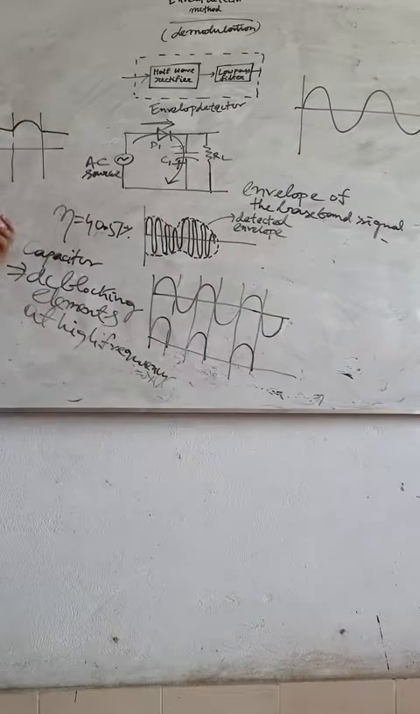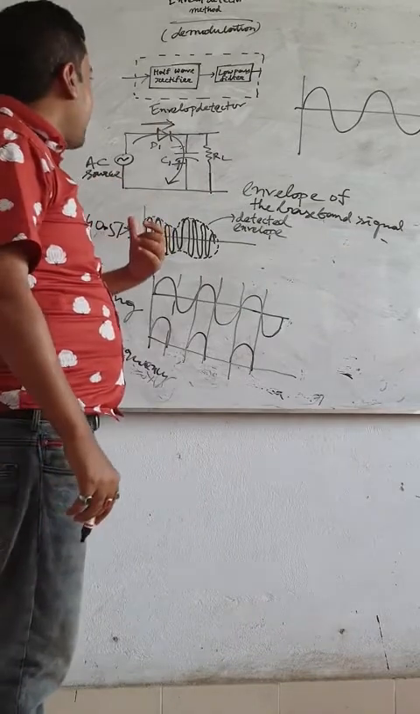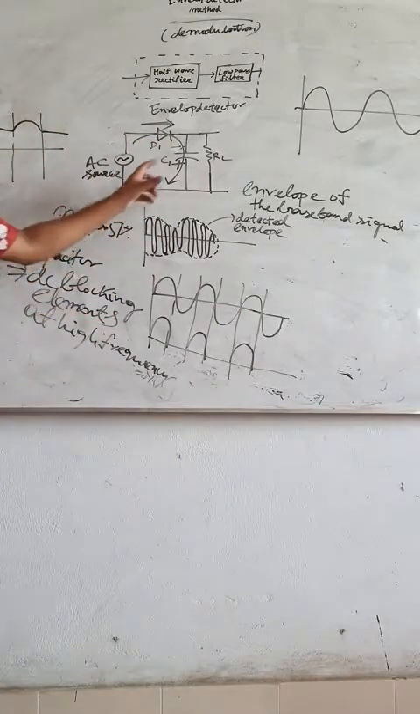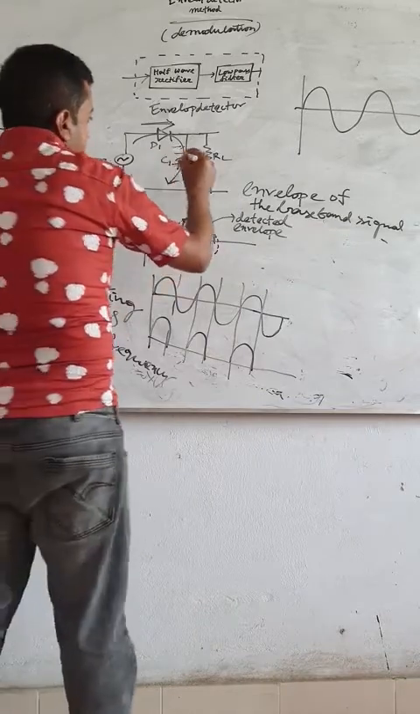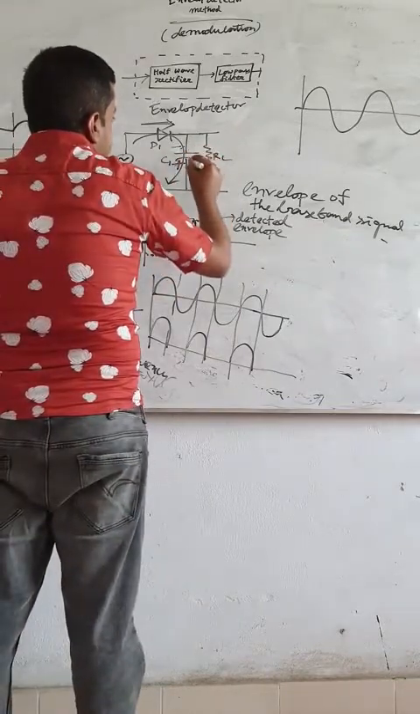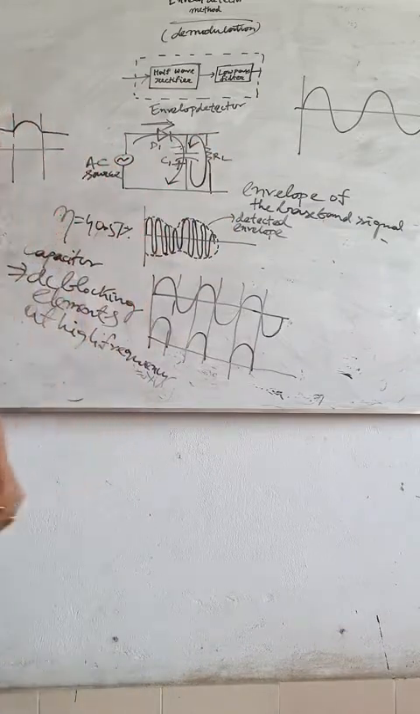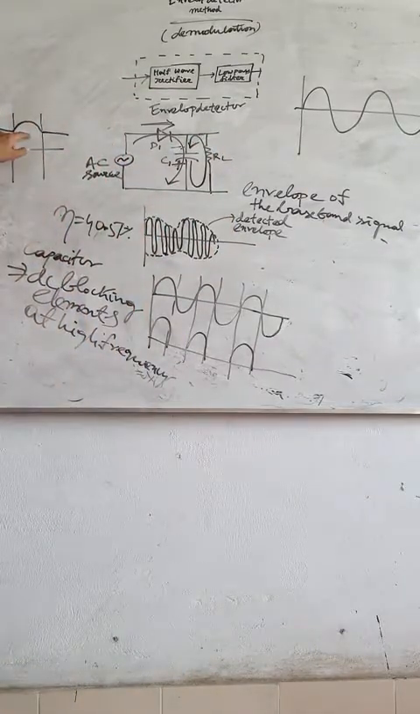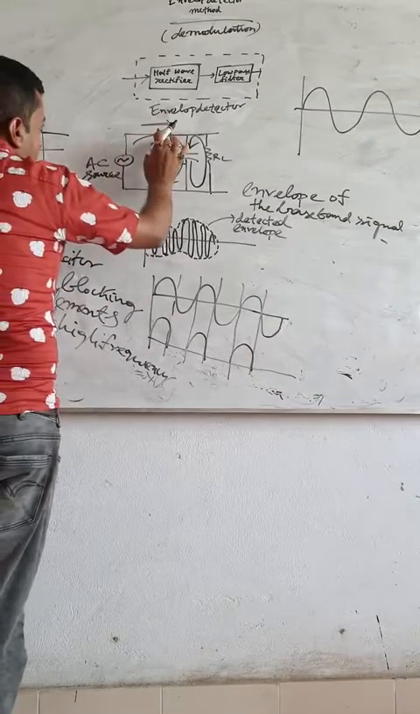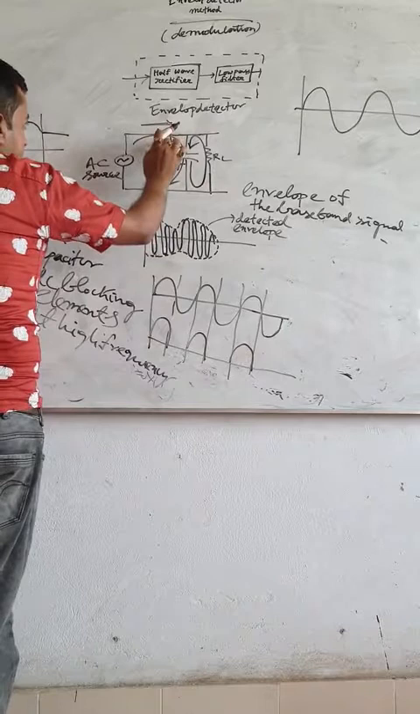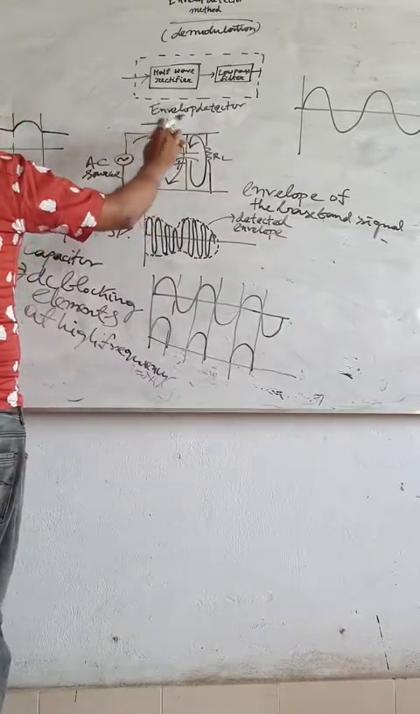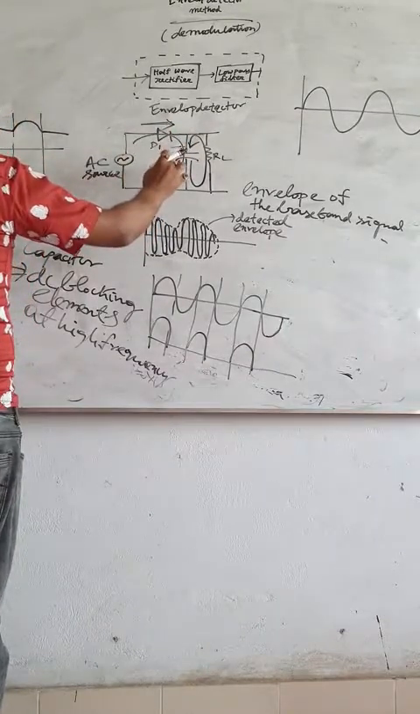In the next cycle, when the diode becomes reverse bias, the diode will automatically be in open circuit. So then the capacitor will discharge through this path. This is charging, this is discharging, this is charging, this is discharging. First the diode is in forward bias, then the diode will become a short circuit. This AC current will charge the capacitor.